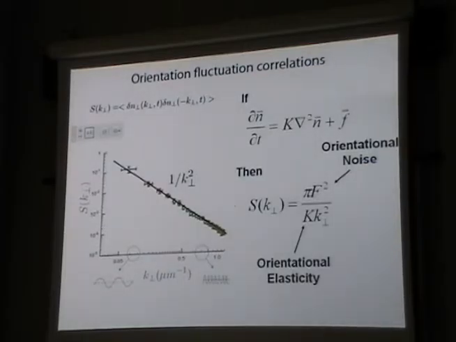So if you want to measure orientational elasticity in a real nematic liquid crystal, you could do it by looking at director fluctuations. Or if you have a smectic and you want to understand how the smectic layers fluctuate, you could use an X-ray scattering experiment and measure density-density correlation functions, and by looking at how those behave, you could learn about the elasticity of your smectic.